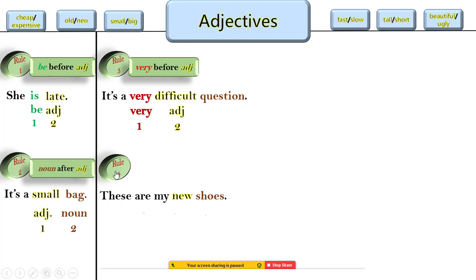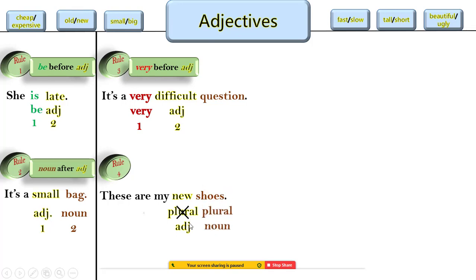These are my new shoes. These are my new shoes. Okay. So here we have the adjective, plural adjective, and plural noun. I have plural noun here. What about the adjective? Can I write plural adjective? No, we don't write plural adjective.